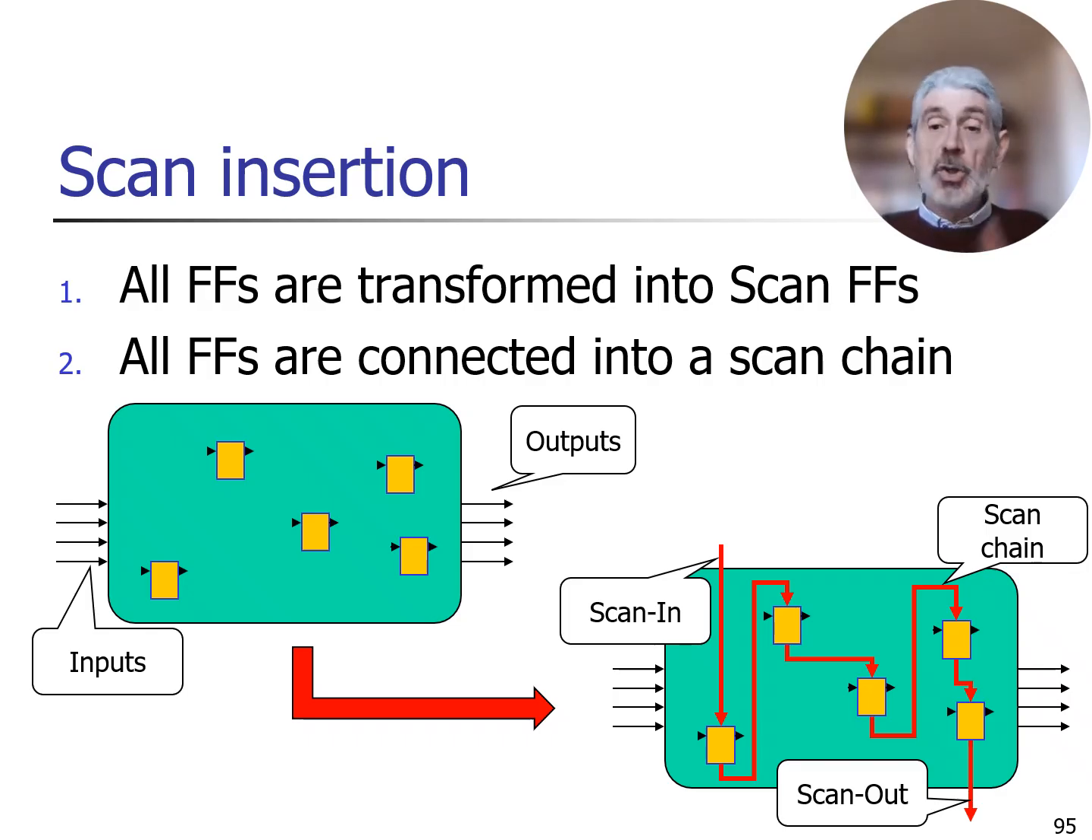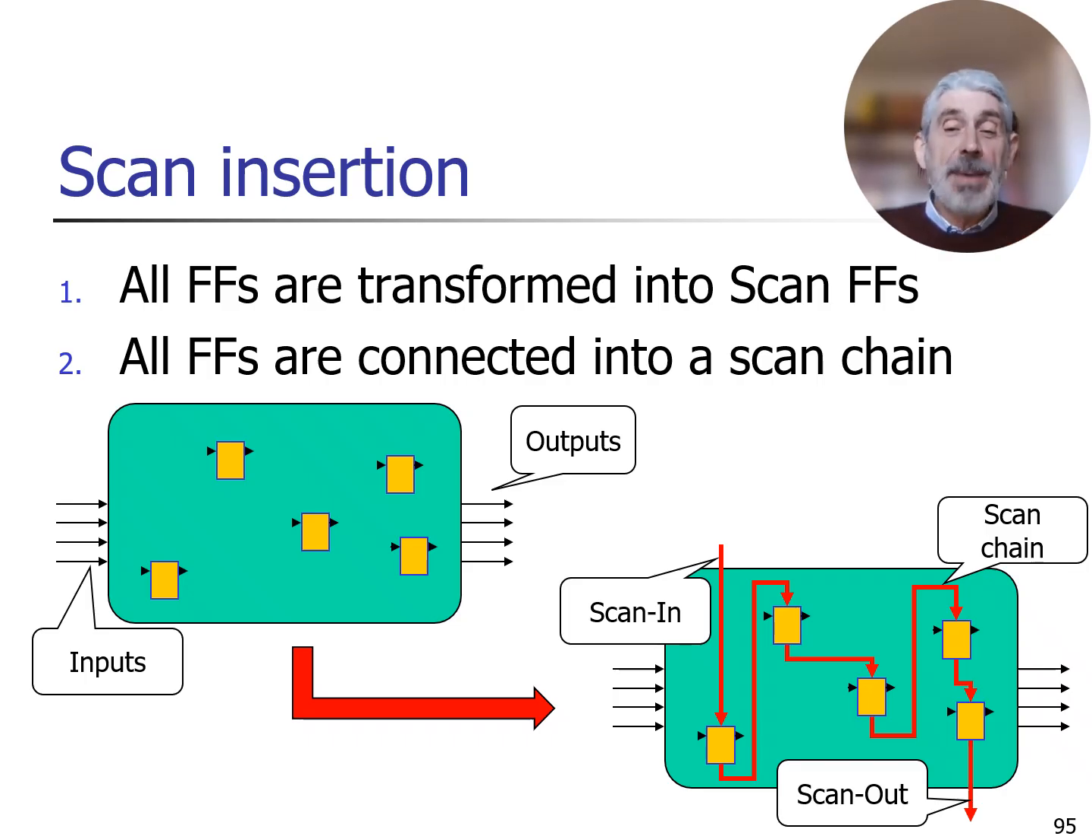Okay? So this means that we will transform the flip-flops into scan flip-flops, connect them into a chain, and then add 3 further pins to my circuit: a scan-in, a scan-out, plus the normal test signal, which will be connected to the scan enable of all flip-flops. Okay? These are the transformations to be done on the hardware of the circuit in order to implement scan.